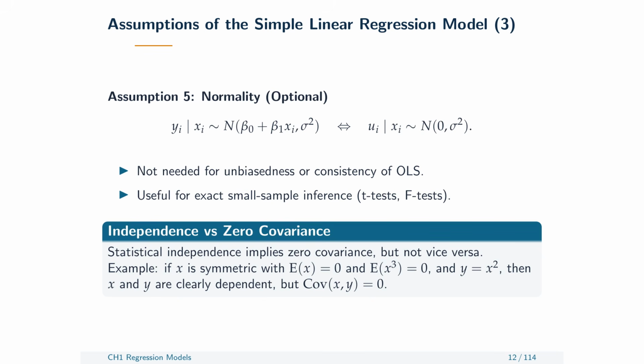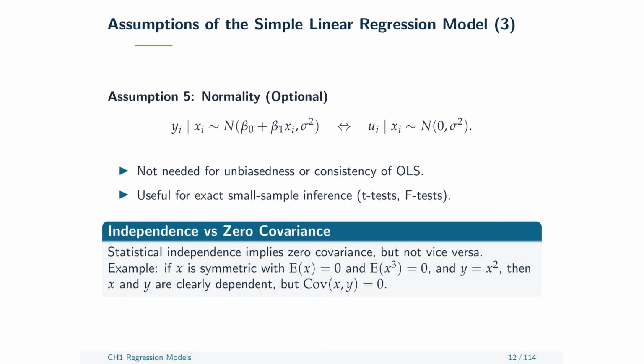Independence is stronger than zero covariance. To see why, imagine a symmetric variable x with mean 0 and let y be x squared. Y is completely determined by x, so the variables are dependent. Yet their covariance can be 0 because positive and negative values of x cancel in the relevant average. A zero covariance statement therefore describes only linear association.